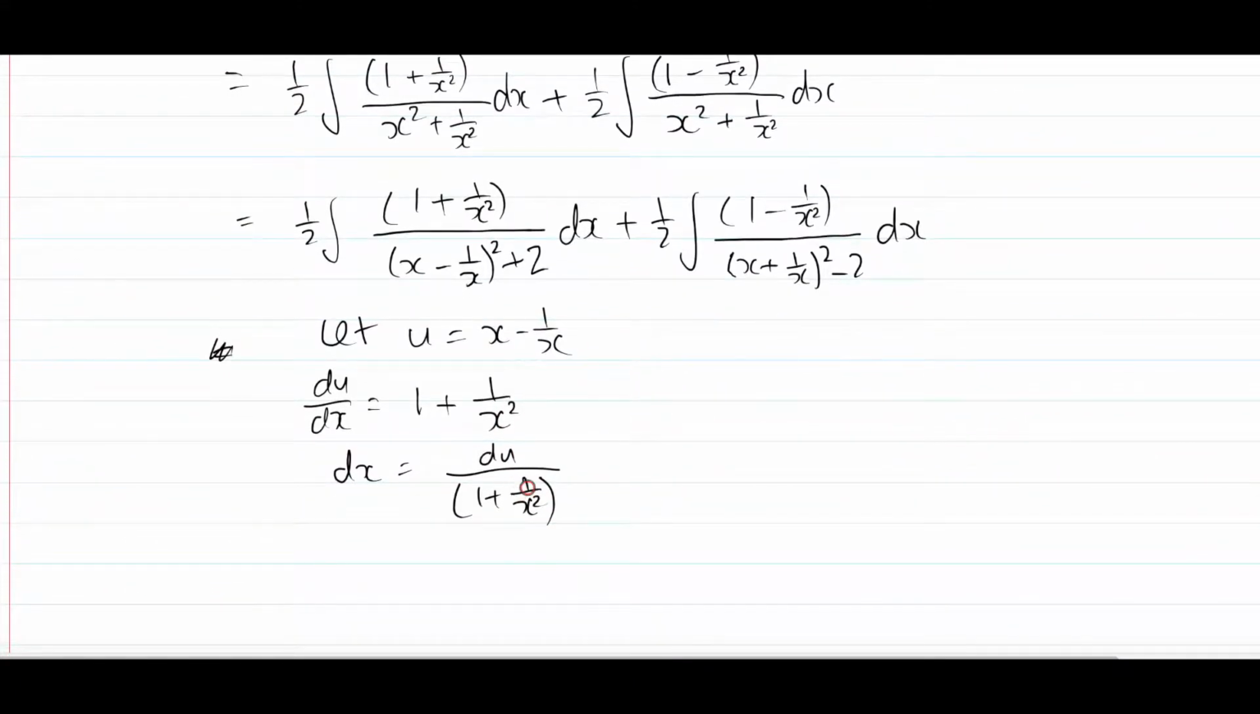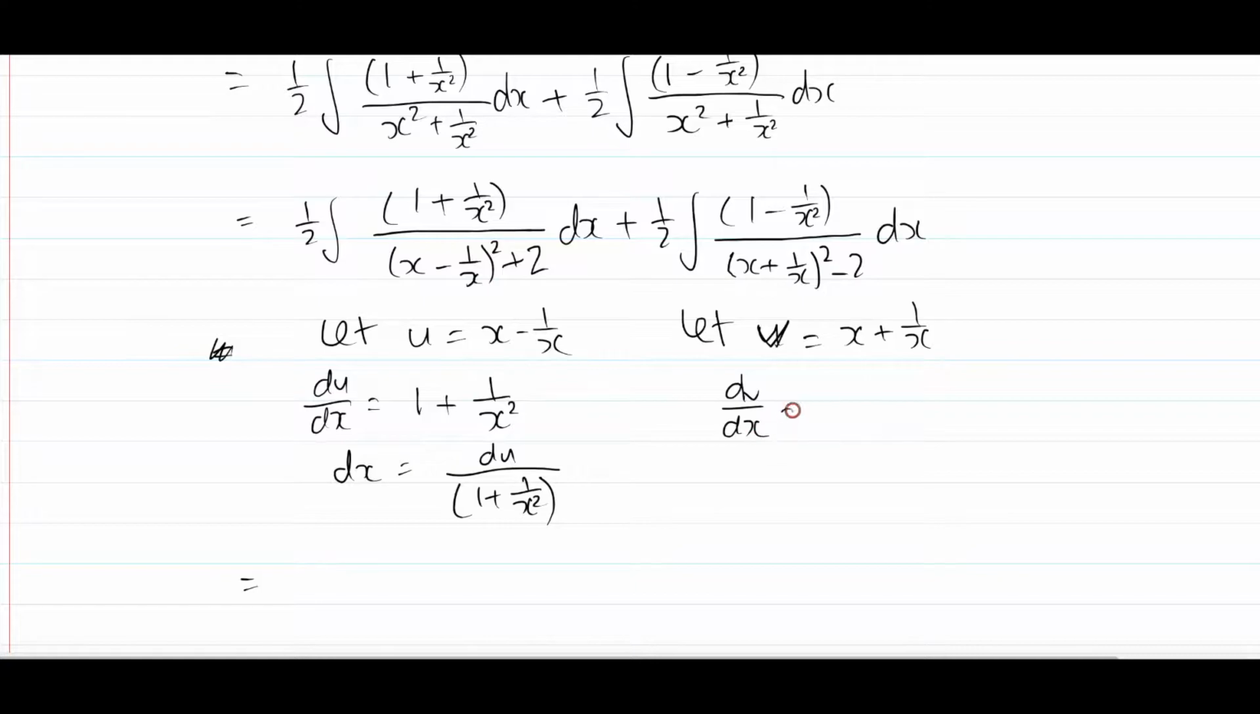And what do you see? This is the exact same as your numerator. You can actually cancel things out. On the right side, it's pretty much the same, but instead of u, we'll go v equals x plus 1 on x instead.